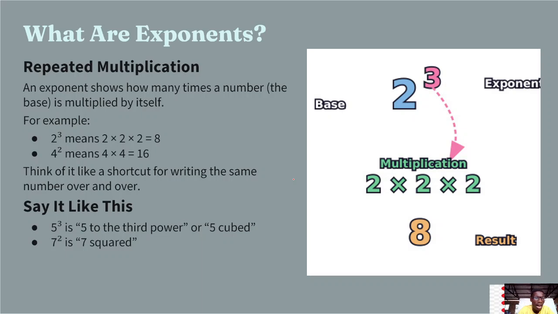All right, so how do we read exponents? 5 exponent 3 is read as 5 to the 3rd power, or 5 cubed. And then 7 exponent 2 is also read as 7 squared, or 7 to the 2nd power.